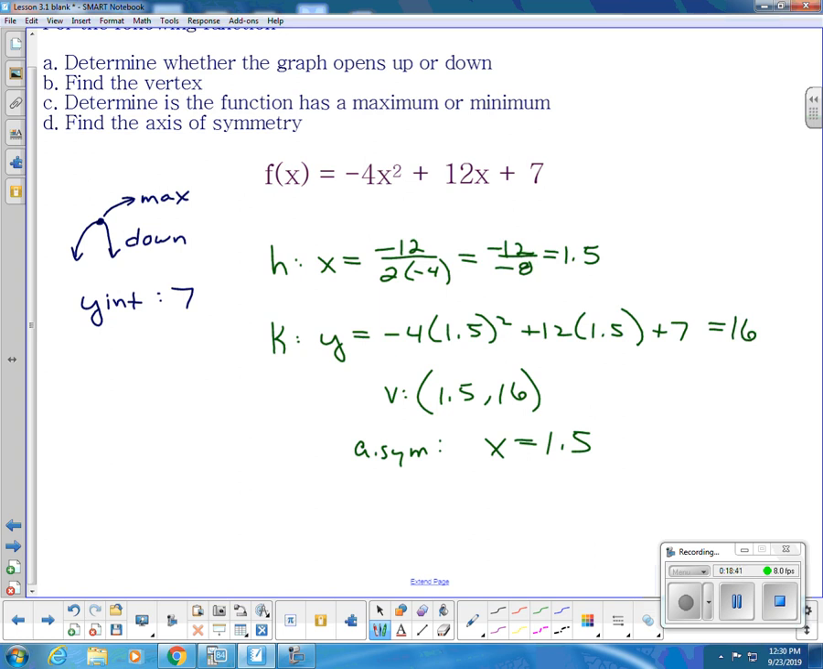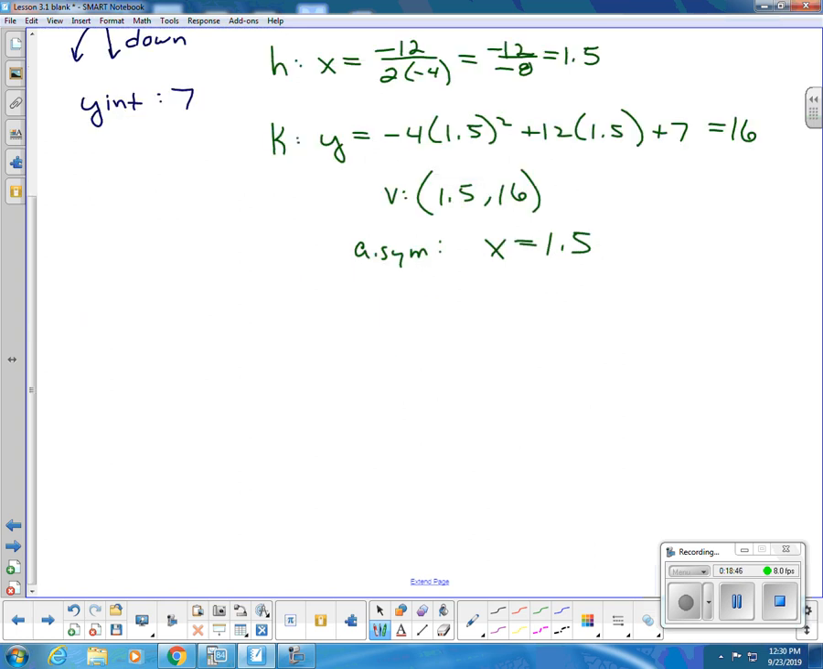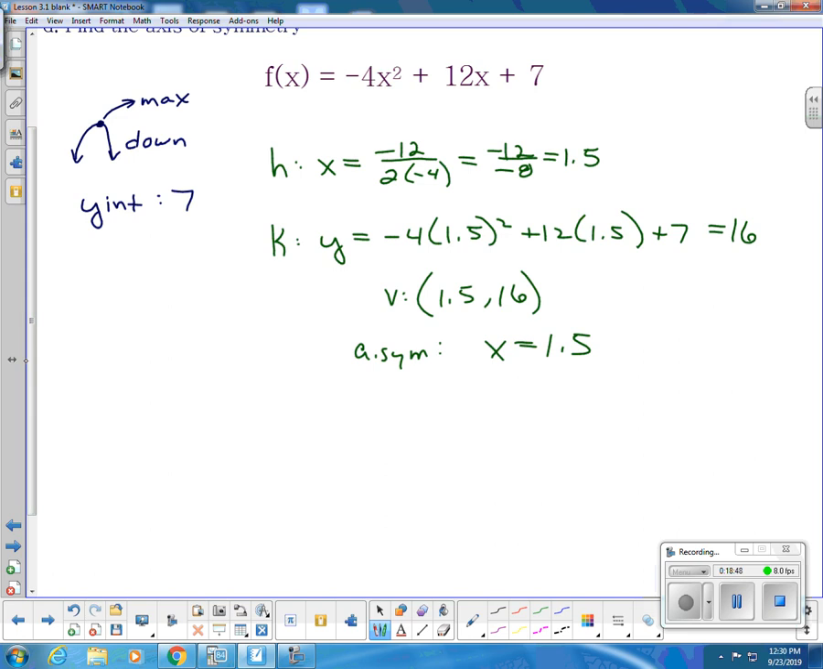So I could graph this easy enough. Let's write it in vertex form or standard form. y equals a(x minus 1.5) squared plus k. What's the a value here? What was the a value? Negative 4. So this a value, that a value is the same. y equals a(x minus h) squared plus k. So you can write it in vertex form quickly that way too.